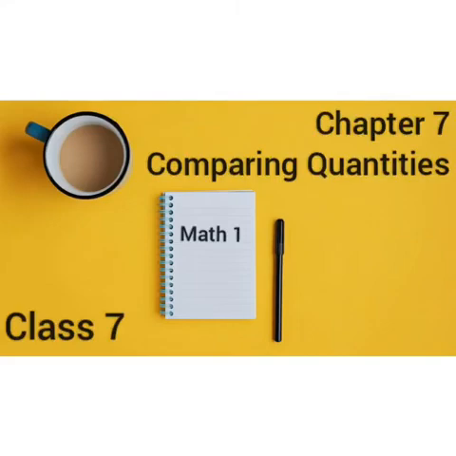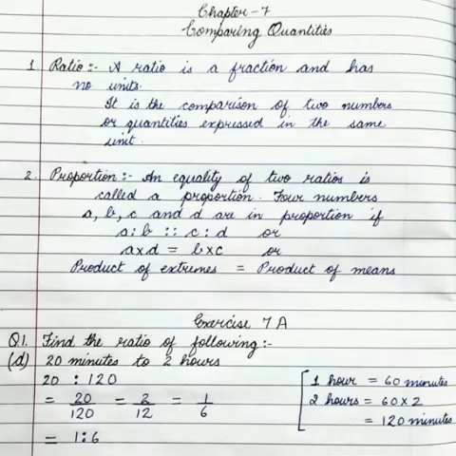We are doing chapter number 7, comparing quantities. Now, what is a ratio? A ratio is a fraction and has no unit. It is the comparison of two numbers or quantities which are expressed in the same unit. Proportions. An equality of two ratios is called a proportion.